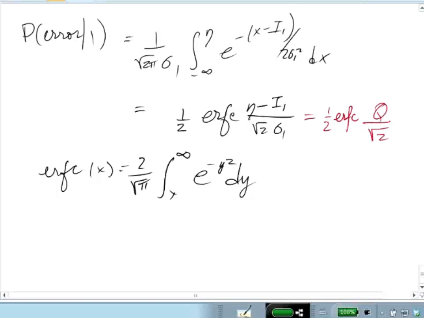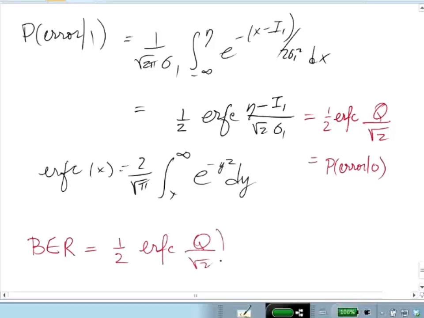So Q clearly is a useful parameter in characterizing the bit error rate performance, and it's a very trivial exercise to show that this is also equal to the probability of error when a 0 is sent, and that the total BER then is equal to 1/2 error function complementary of Q over the square root of 2.